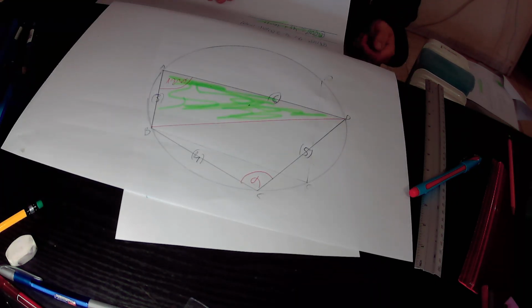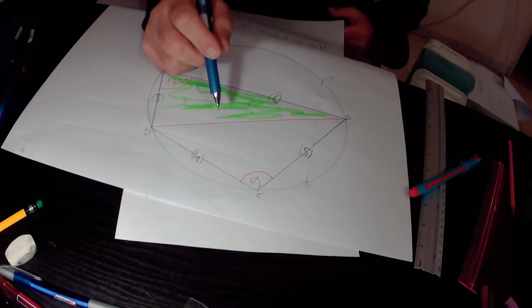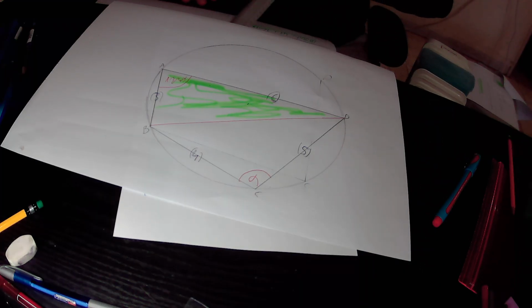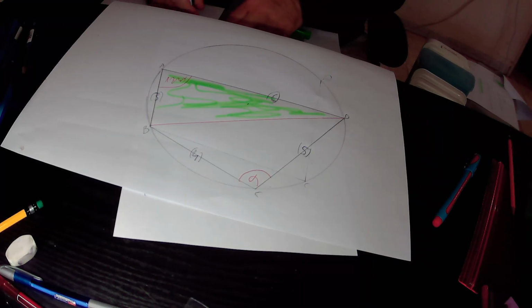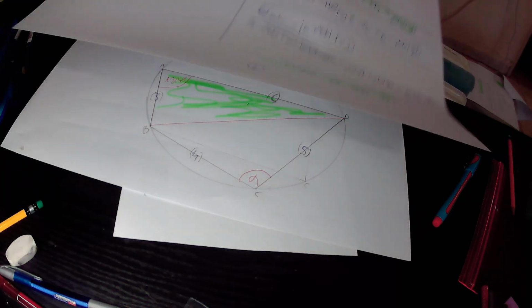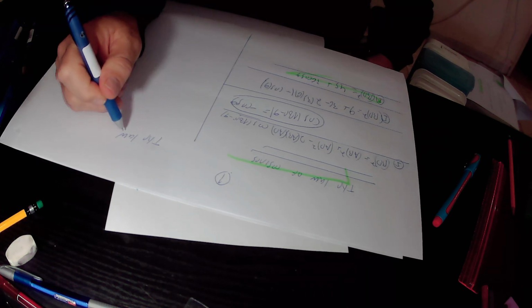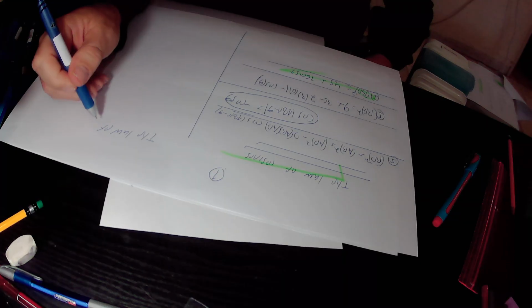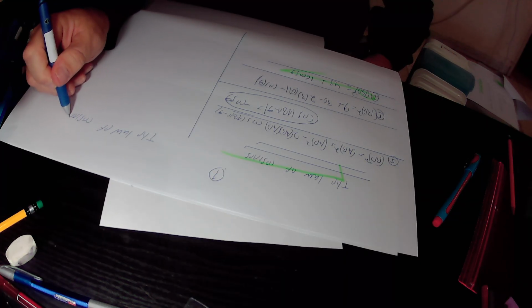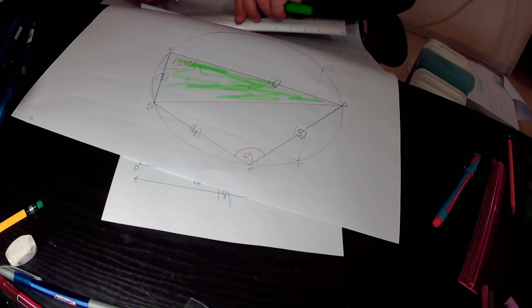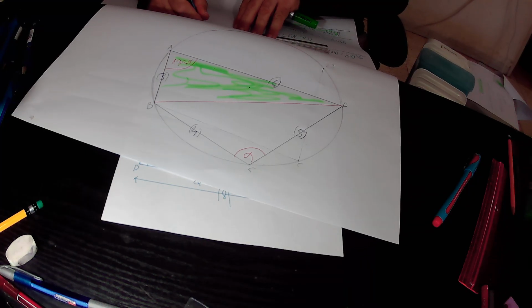So in the next step, we will implement the law of cosines in this lower triangle BDC. According to the law of cosines, in the lower triangle BDC, the following equation is true.